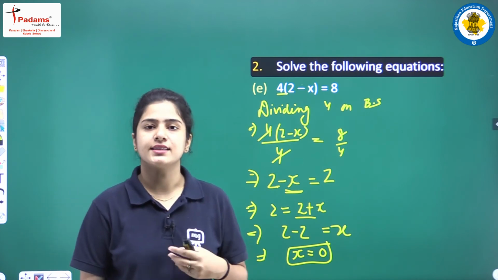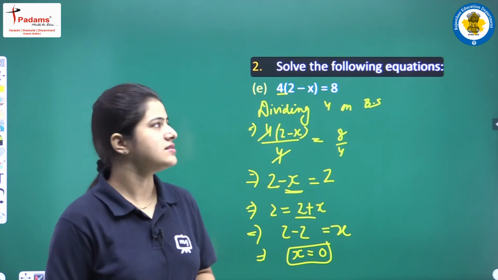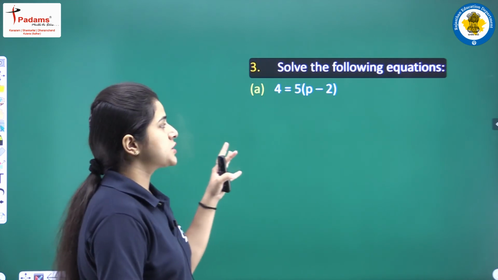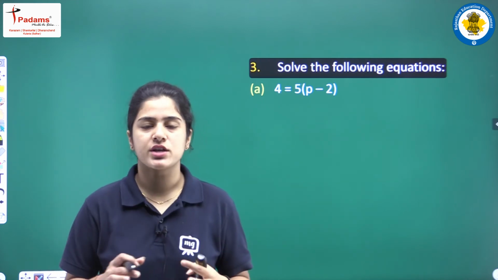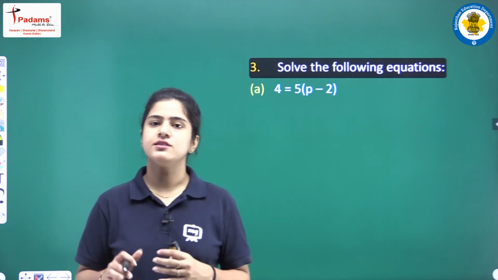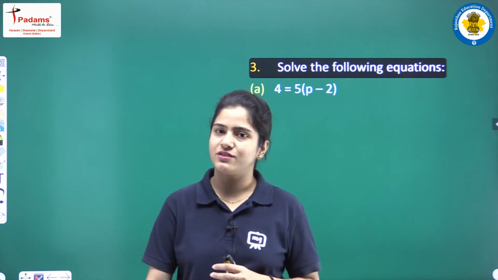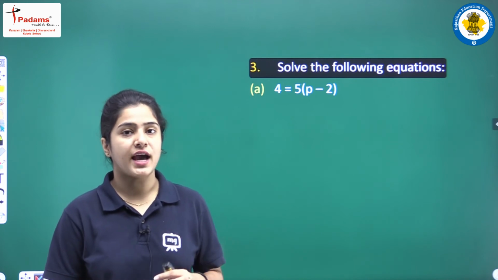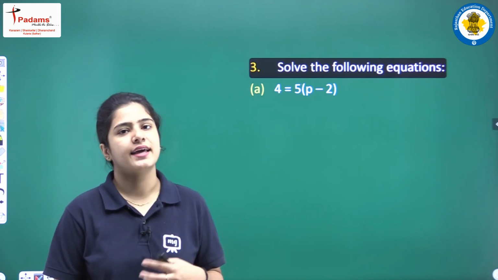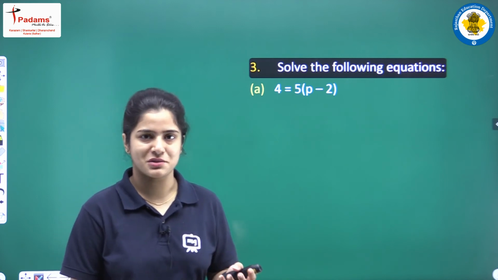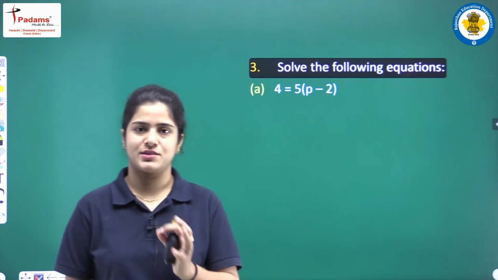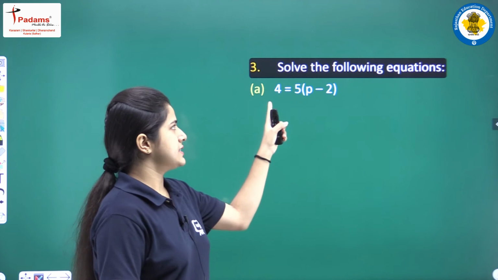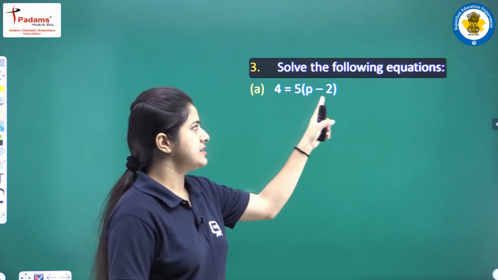Now we'll be looking at the third question. What is the third question, students? Solve the following equations. In this question also you have to solve the equation. That means you have to find out the value of the variable, right students? We have to separate the variable and eliminate different operations by doing different methods. Part A is 4 is equal to 5 into p minus 2.